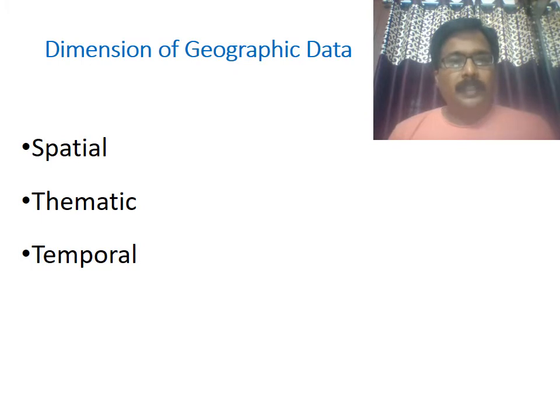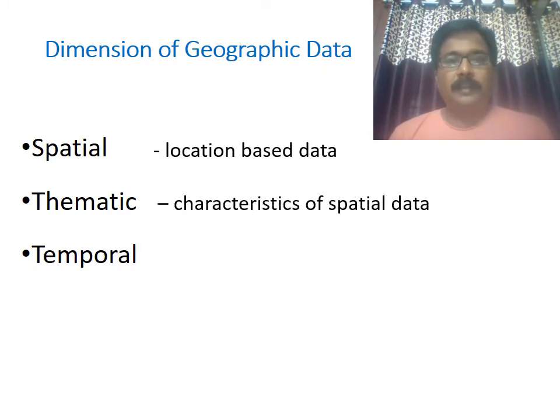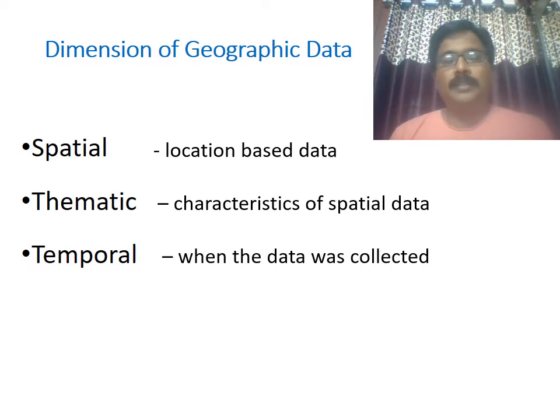So basically the dimension of geographic data has three: spatial, thematic, and temporal. To summarize, the spatial dimension of the geographic data is the location based data, thematic data is the characteristics of the spatial data, and temporal data is the time at which the data has been collected. So this is the dimension of a geographic data.